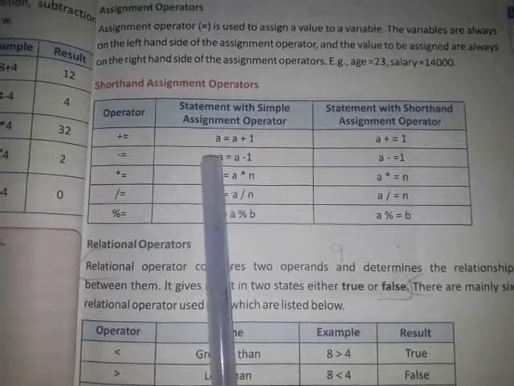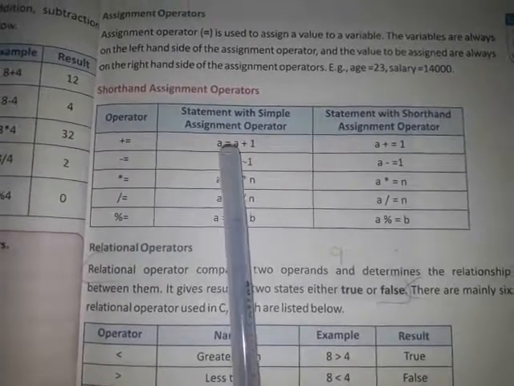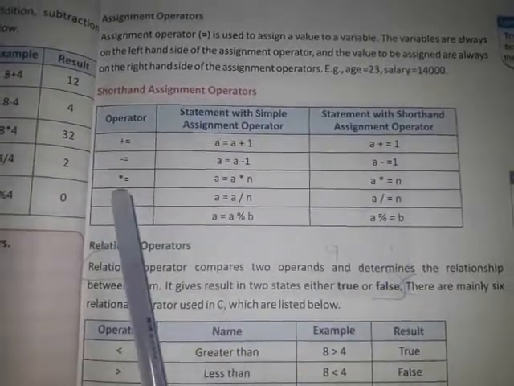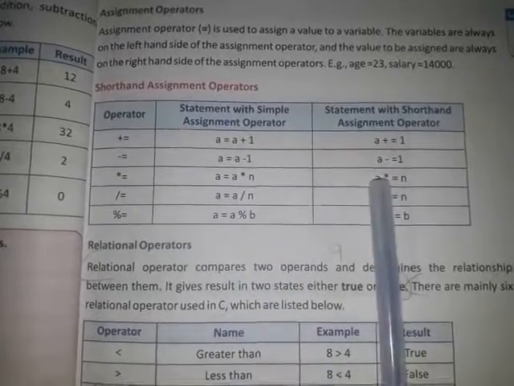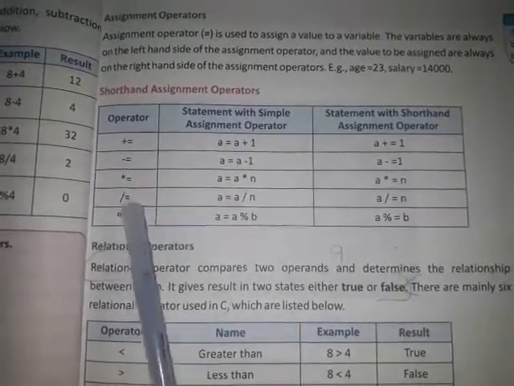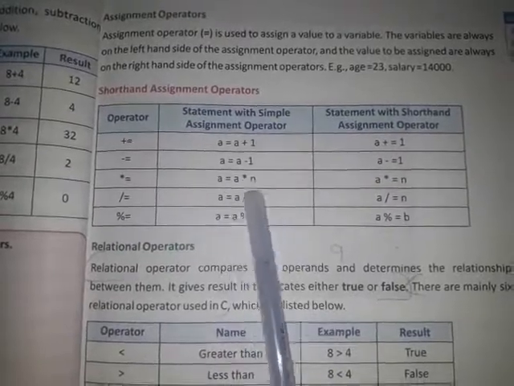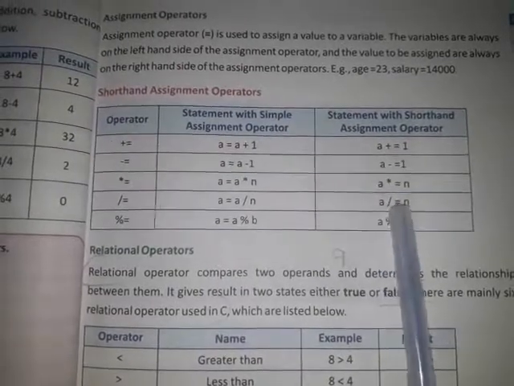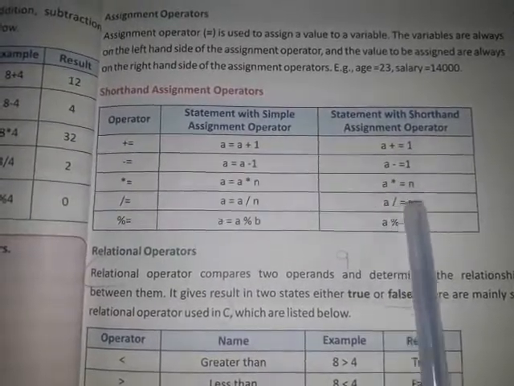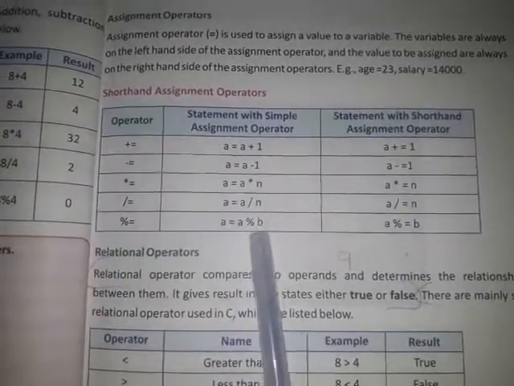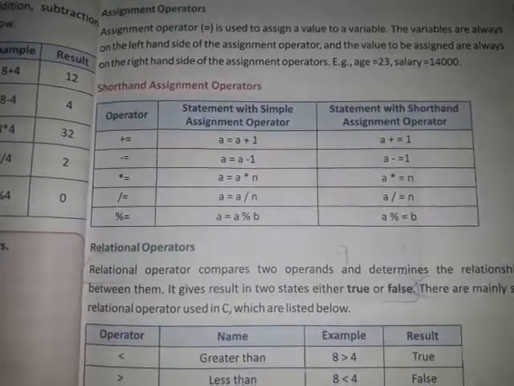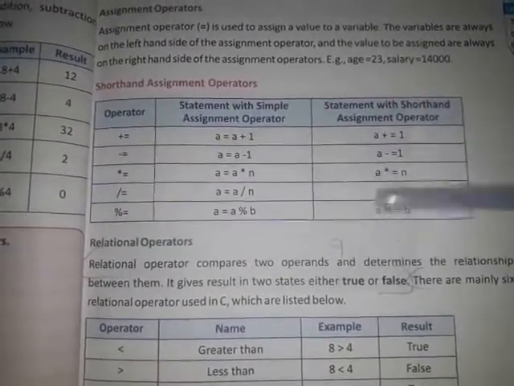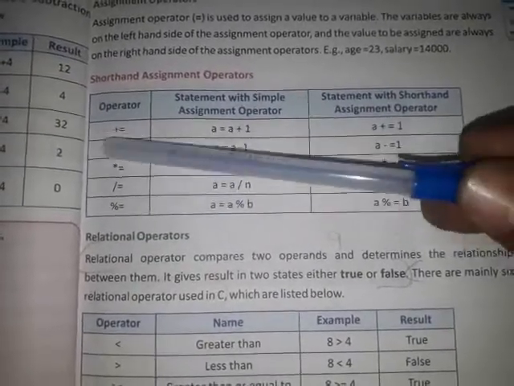Negative shorthand assignment operator, a equals a minus 1. So you can write this also and this also. This is the shorthand operator, a minus equals 1. Multiply equals, a equals a multiply n, so a multiply equals n. Divide equals, a equals a divided by n, you can write this in this format, a divide equals n. Modulus, a equals a modulus b, so you can write a modulus equals b. So these are the shorthand assignment operators. Okay, these are the shorthand operators.